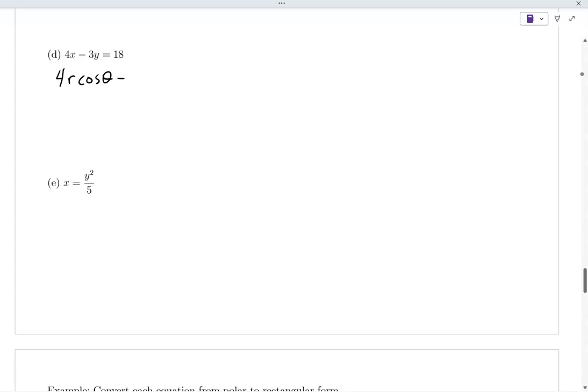What should we plug in for y? Yeah, r sine theta, good. So again, we're changing it from a rectangular equation to a polar equation. A lot of times the problems will ask you to solve for r.